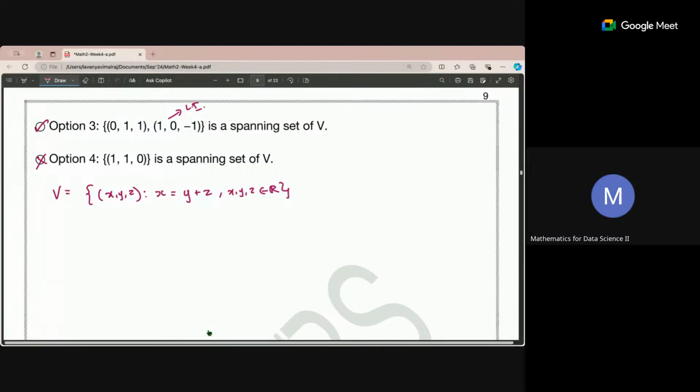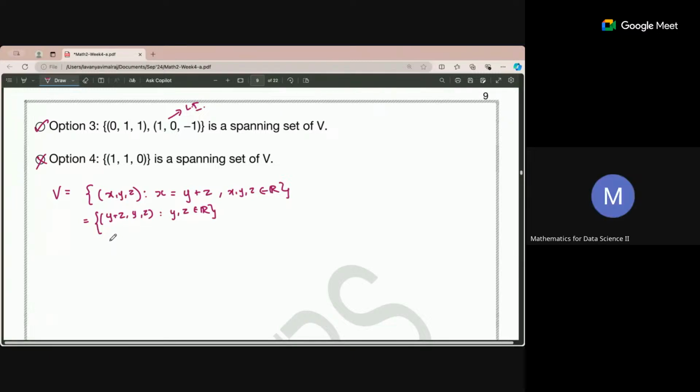So were you able to find a spanning set for this space V? Yes, I think we need two independent vectors. We need two independent vectors for this. This represents a plane, right? So we need two independent vectors to represent the plane.